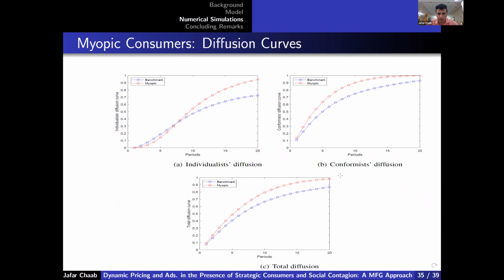And here are the diffusion curves when the consumers are myopic. What we can observe here is that the firm would be able to attract more consumers from both segments when they are myopic, right? Why is that? Because the firm can offer better deals that lead to a higher penetration rate. And in terms of the monopolist profit, what the firm can get under myopic consumers is 25% more than the case where the consumers are forward-looking, which is consistent with what we have in the literature.